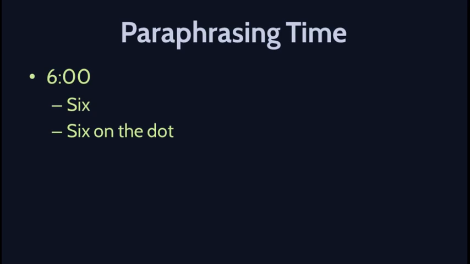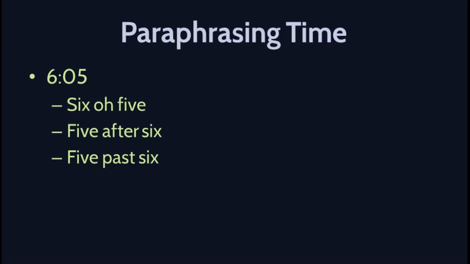For listening, this is really important, because the passages will try to mix up the different ways of saying the time, just to make sure that you know the different ways. So that's one way to make a simple question a little bit harder. For example, 6 o'clock, you could just say as 6, or 6 on the dot, or right at 6.